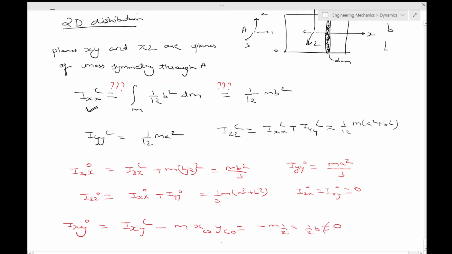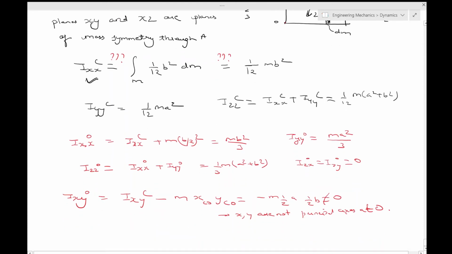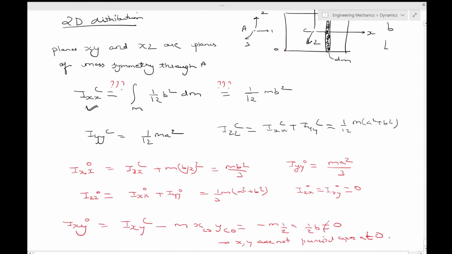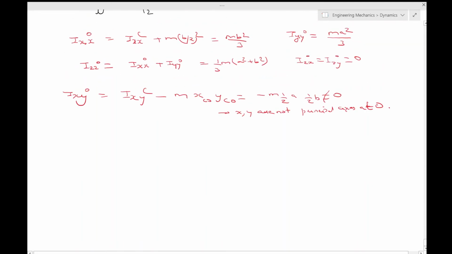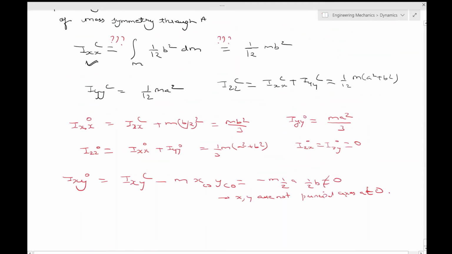Okay, this automatically implies that x, y are not principal axes at O, because if it was the principal axis at O, then I mean this Ixy at O should have been equal to 0. Okay, so this is how you can find out, and you must do the rest of it on your own.